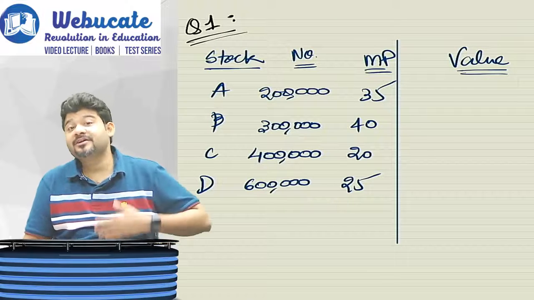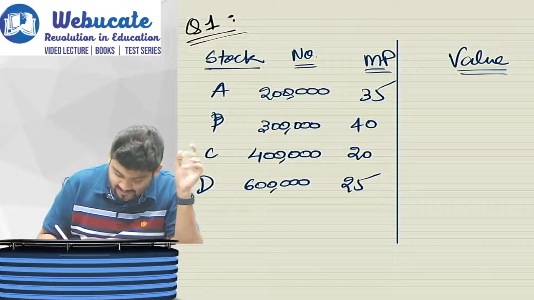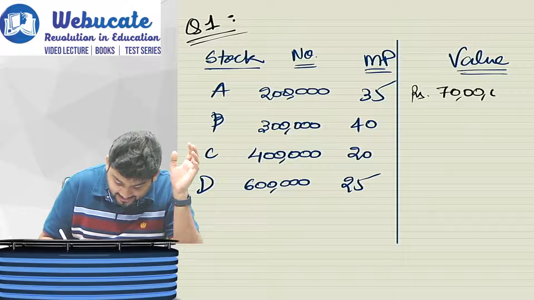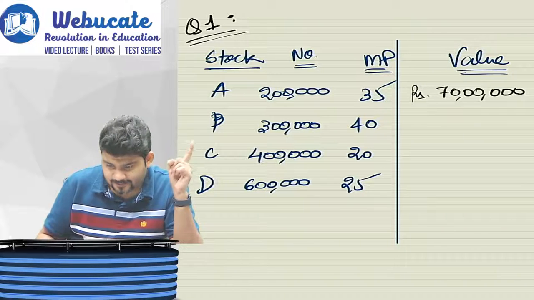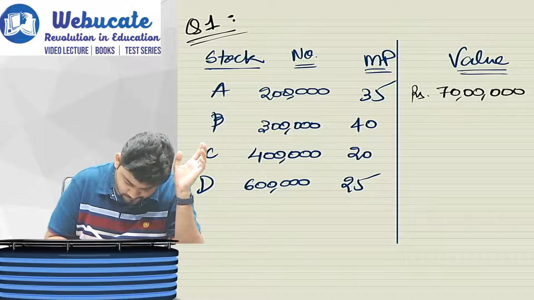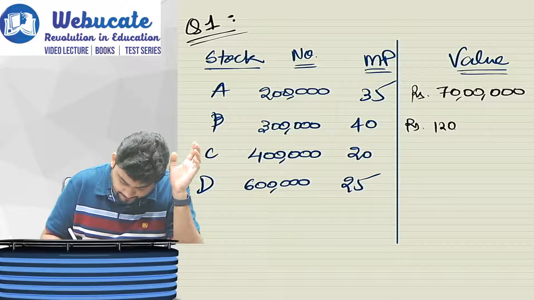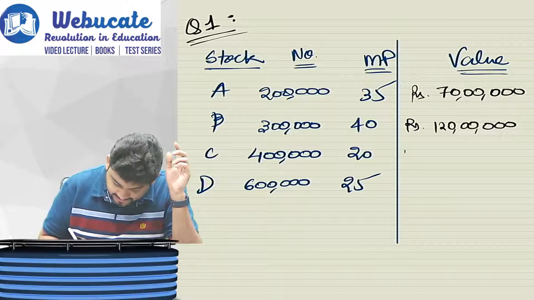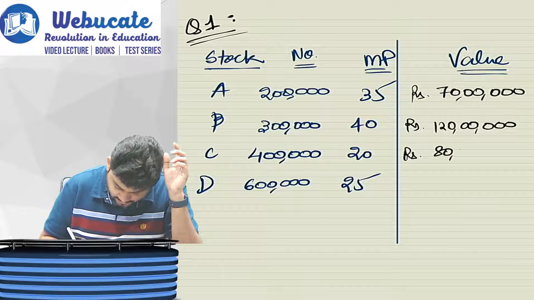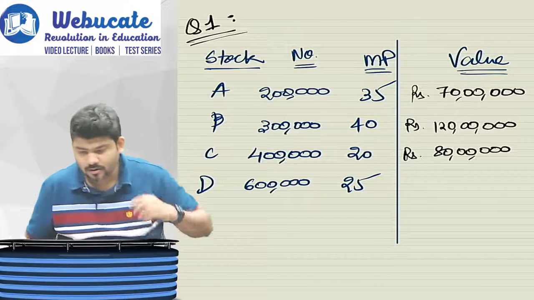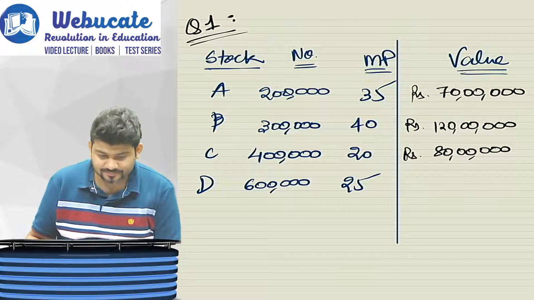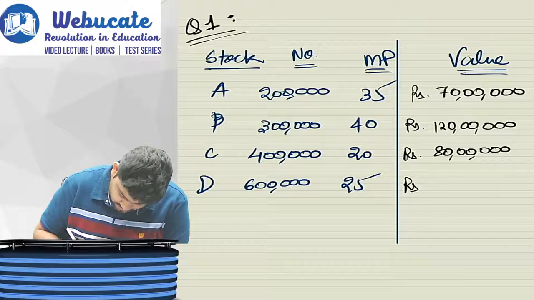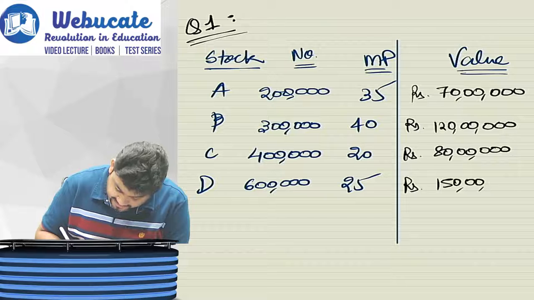So 2 lakh into 35, what is the value? Correct. It will be rupees 70 lakhs. 3 lakh into 40, rupees 1 crore 20 lakh. 4 lakh into 20, rupees 80 lakh. 6 lakh into 25, rupees 1 crore 50 lakh.